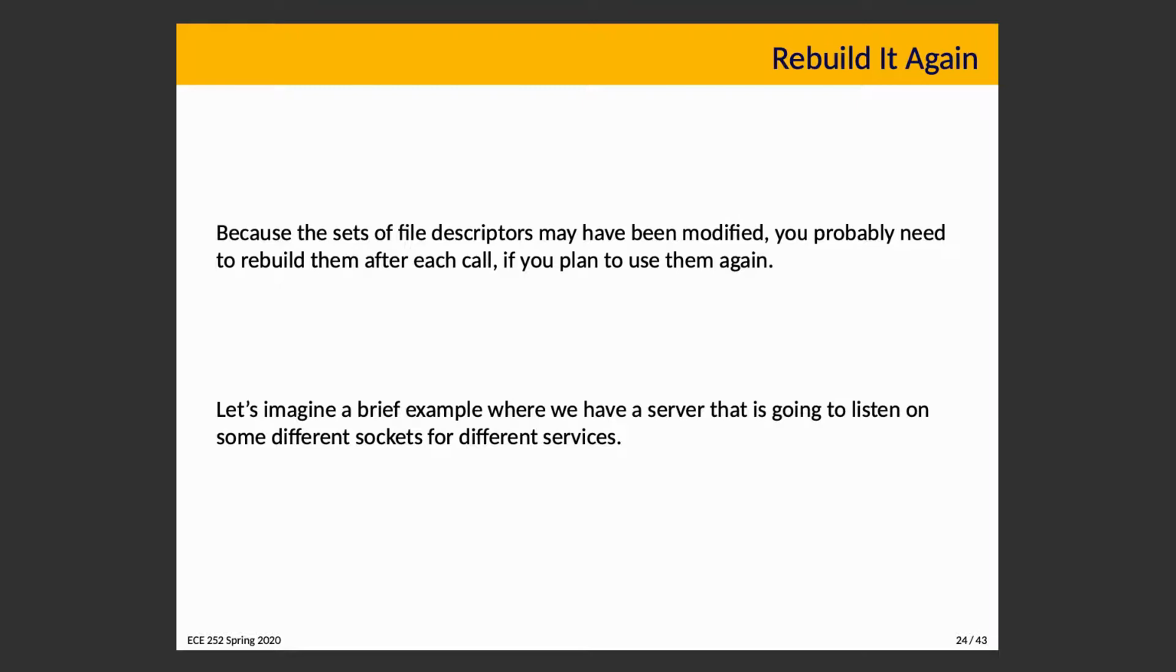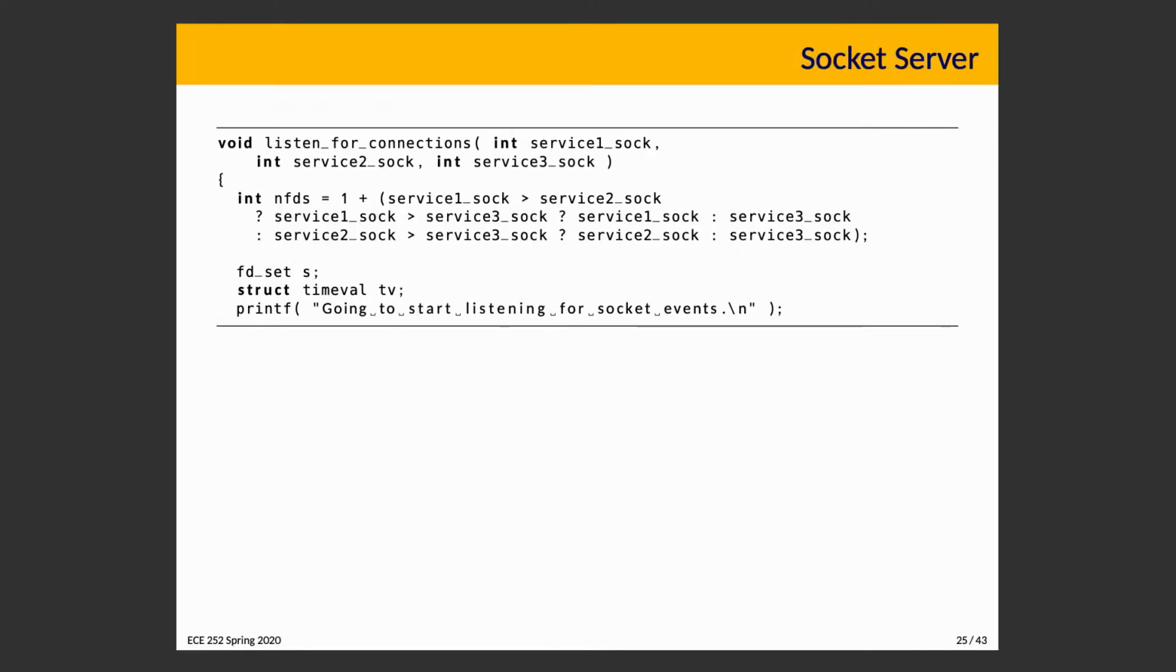And we're going to now sort of imagine a brief example. We have a server that's going to listen on 3 different sockets for 3 different services. They are imaginatively called Service 1, Service 2, and Service 3. Okay, so I've written a function here, listen for connections, and it takes 3 sockets, the ones that are relevant for Service 1, Service 2, and Service 3. And nfds is then calculated here in the first line of the function.